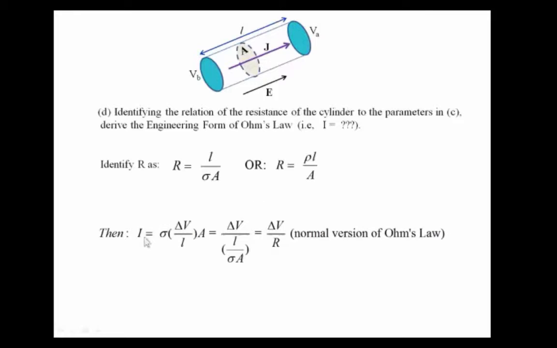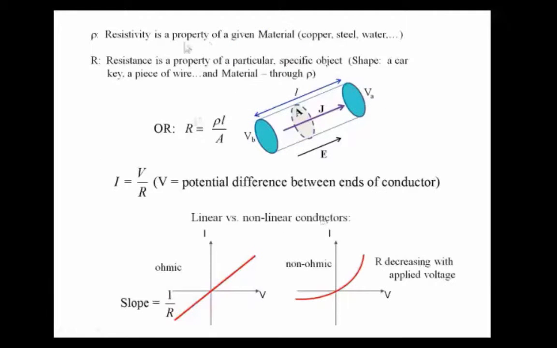Then if you plug those into I, you have I equal to J times A. Rearrange all of this, and here's our resistance, R, so you have delta V over R, which is the normal version of Ohm's law. Just to remind you, resistivity is a property of a given material. So if you choose copper, steel, water, what have you, that gives you the resistivity depending upon the structure and so on of that material.